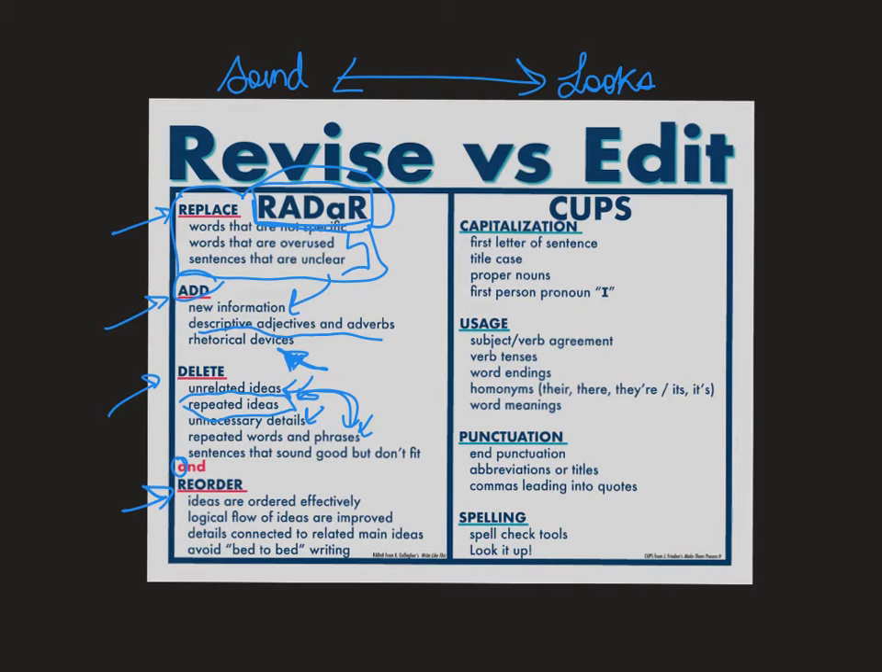And finally, reordering things. So when it comes to the organization of your work, maybe you've got a solid, general organization of topics and paragraphs, but you want to read your work out loud and listen if your ideas are ordered effectively, that you have a logical flow, and that your details are connected to the main ideas. Again, do they go back to supporting your thesis? And this is also where maybe some transition words and phrases might come in to help you with that. And this also helps you avoid bed to bed writing, which basically means that you're just talking too much.